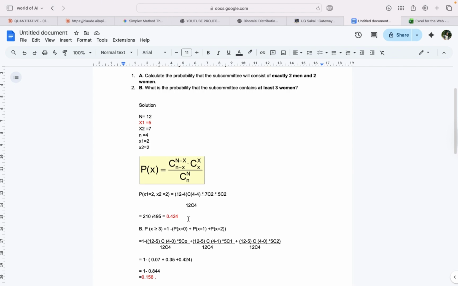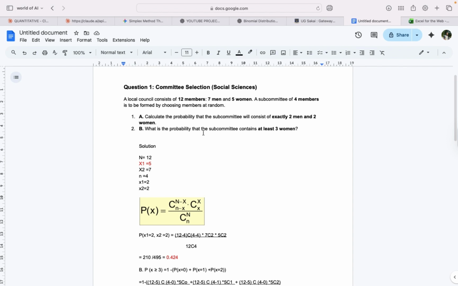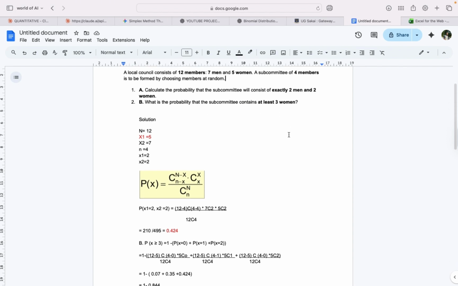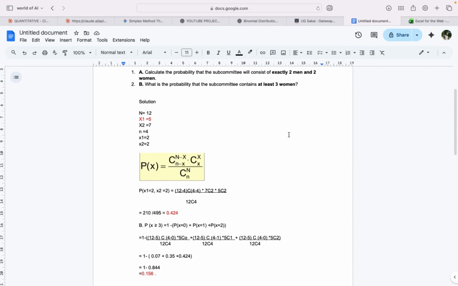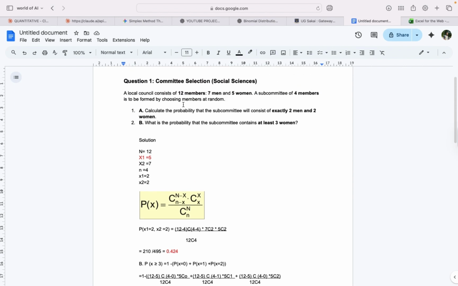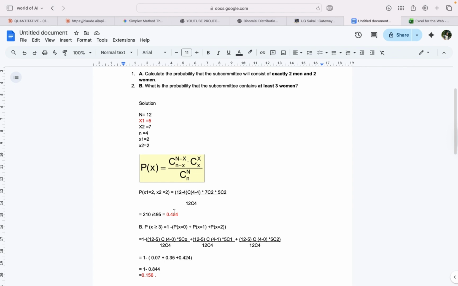So that is it. And then part B was asking what the probability is that the committee contains at least 3 women. So they are saying the women should be 3 or more, so we say x is greater than or equal to 3. If you want to find from 3 and above, there are 12 members, so it means you have to find the probability that 3 are women, 4 are women, 5 are women, 6 are women, like up to 12. That will be a lot of work.